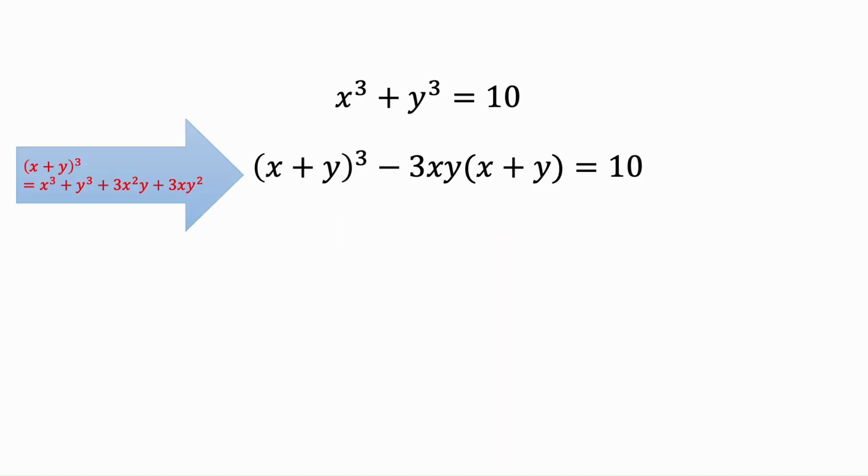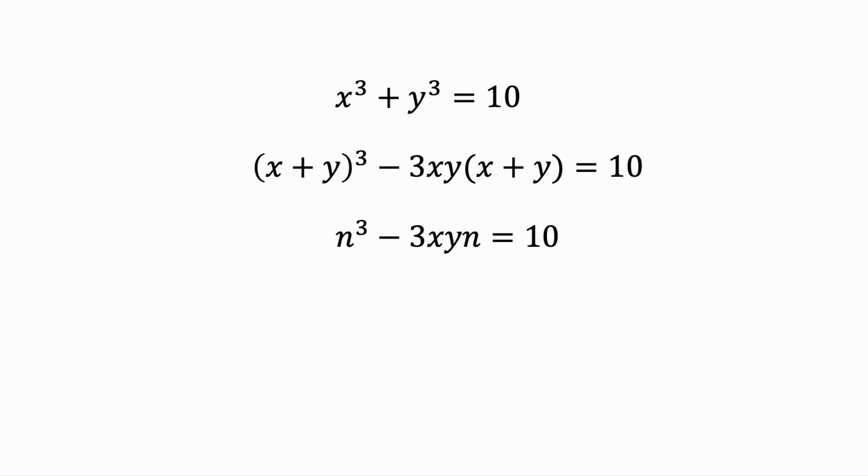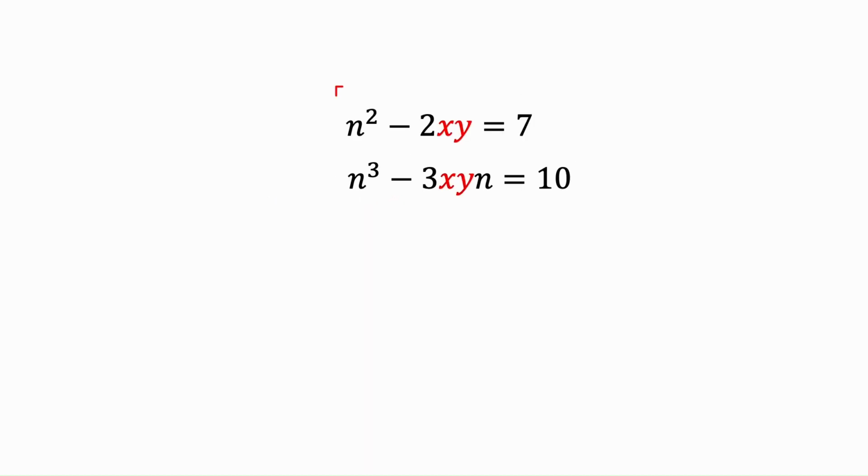Let's go through the second equation, which is x cubed plus y cubed equals 10. We can write the equation as x plus y cubed by subtracting the extra terms, which is minus 3xy times x plus y. And you can use this formula to write x plus y cubed. So this is going to be x plus y cubed minus this part. And now we can write it based on n. And we have n cubed minus 3xy n equals 10. So these are the equations that we found from both equations.